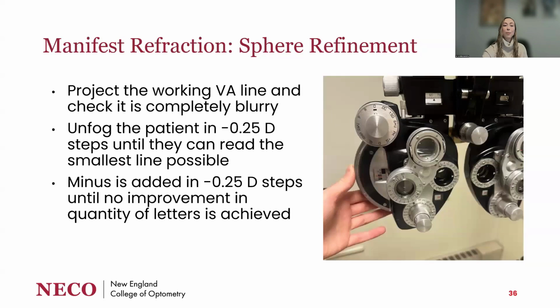You'll then project the working visual acuity line and check that it's blurry for the patient. You'll then unfog the patient, or add more minus in 0.25 diopter steps, until they can read the smallest line possible. This is done until no improvement and the quantity of letters is achieved. You can attempt a quality check, meaning that they may have gotten 5 out of 5 letters on the 20/20 line, but when we add in that extra click of minus, they're able to read a lot quicker. They subjectively really appreciate that additional minus.